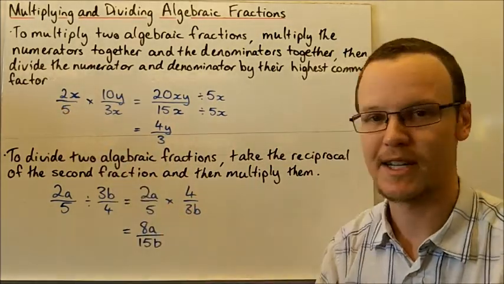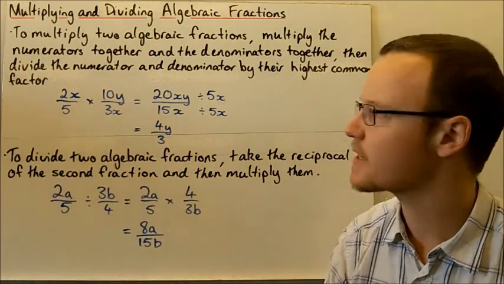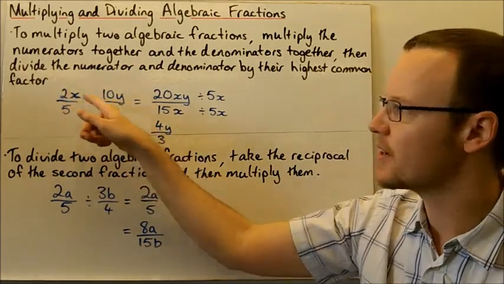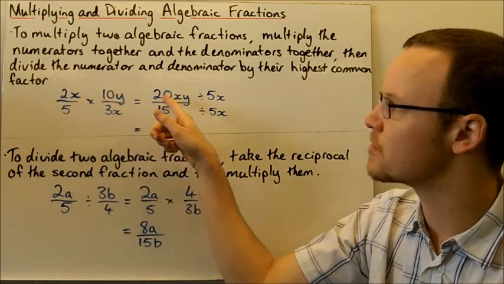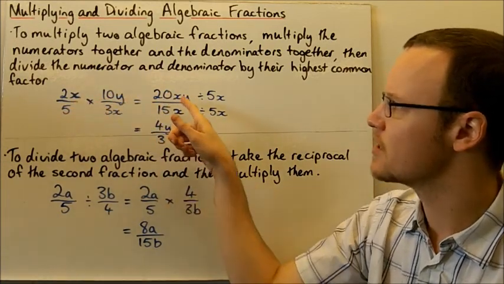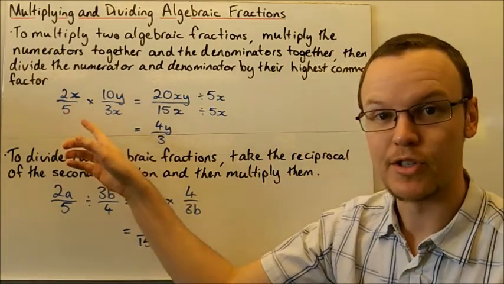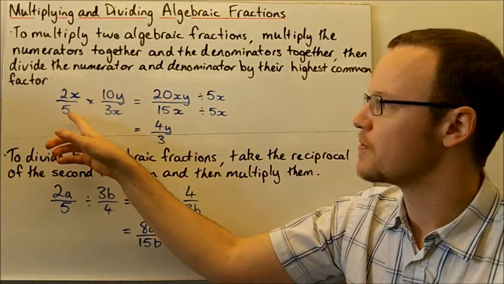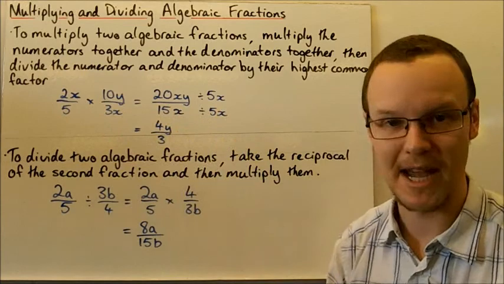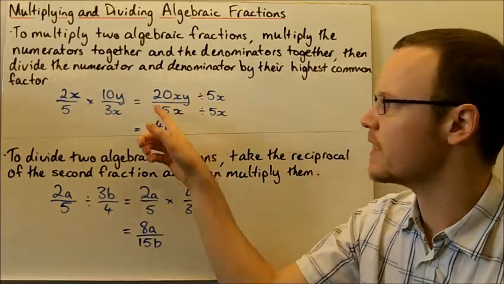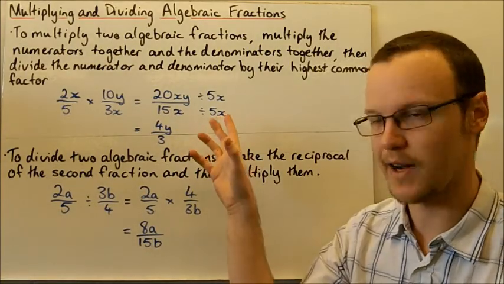So if we have a look at our example here, 2x over 5 times 10y over 3x. If we multiply the numerators together, 2x times 10y is going to be 2 times 10, 20, times x times y, 20xy. And multiplying the denominators together, it's going to be 5 times 3x, which is 5 times 3 is 15, times x. So we've got here 20xy over 15x, and that's not simplified.